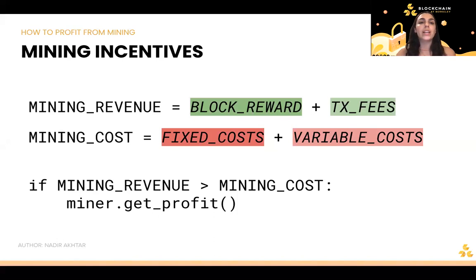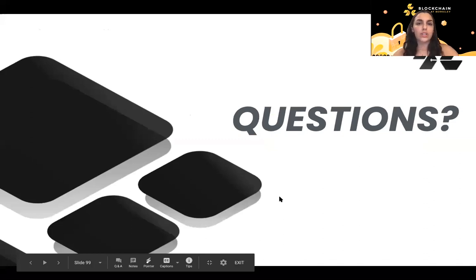And so we need to ensure, let's say we're putting our heads into the mindset of a miner in this network, we want those block rewards and transaction fees to be higher than those fixed costs and variable costs. Otherwise, we're not receiving a profit and we're not going to continue to mine on the network. Okay, any questions on that?